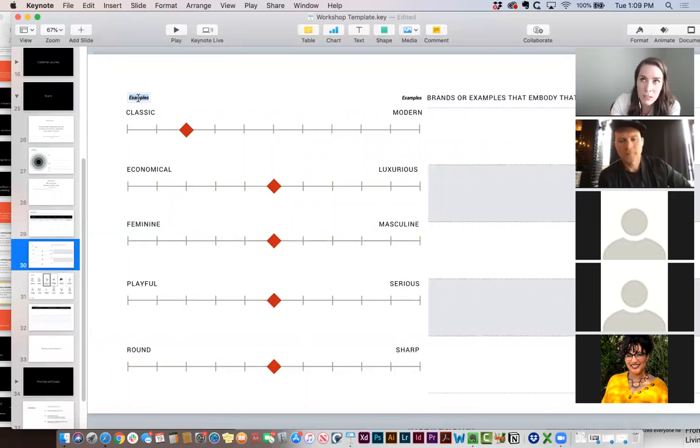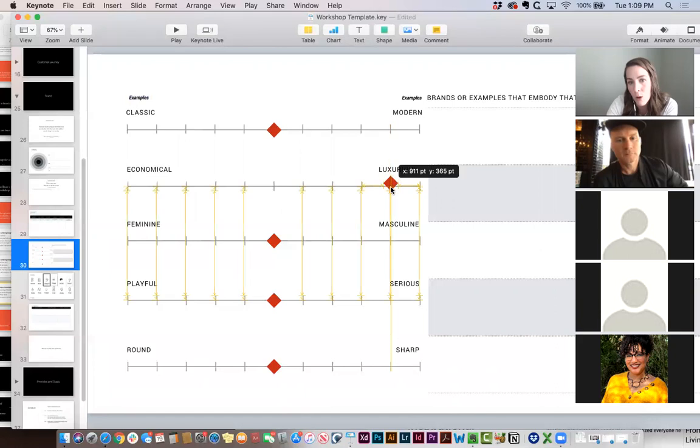I actually asked for brand examples too. That's why over here it says brands or examples that embody that quality. I'm trying to figure out, what do they mean by that? Because we might have completely different thoughts on what that means. Economical versus luxurious. They pick luxurious. I'm like, cool. What does that mean to you? What is luxurious? What are brands that embody this?